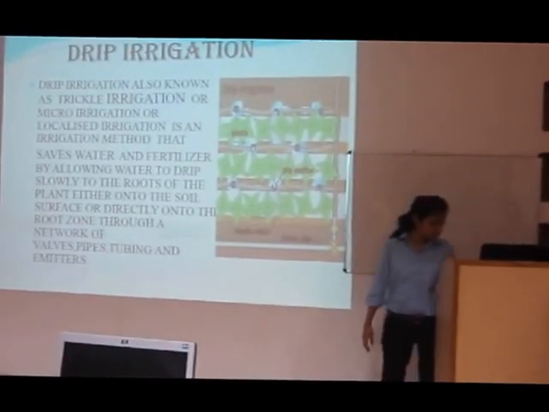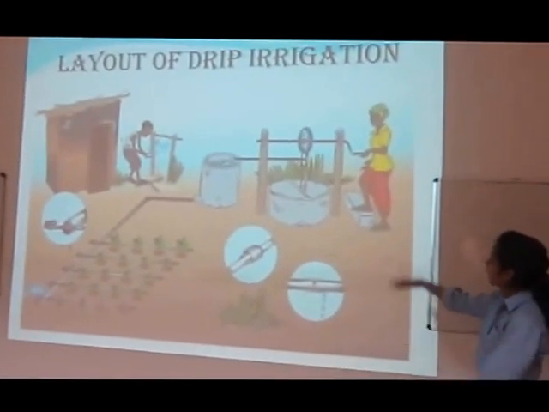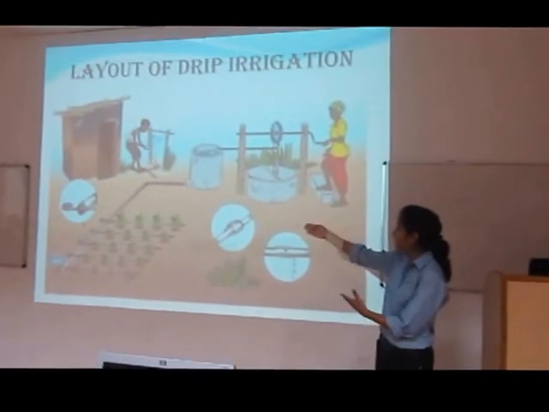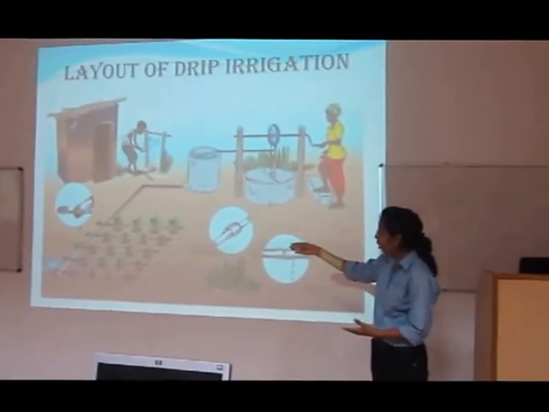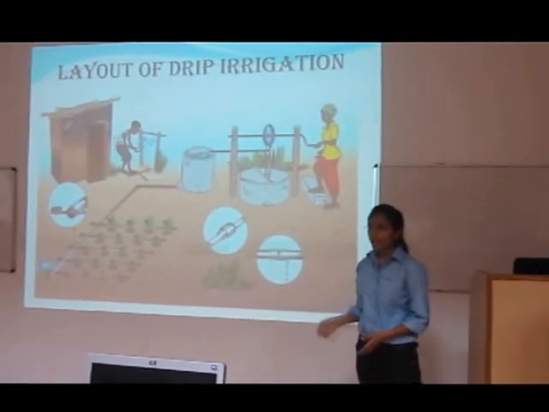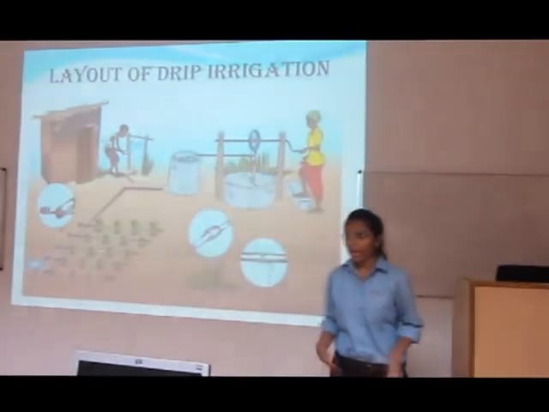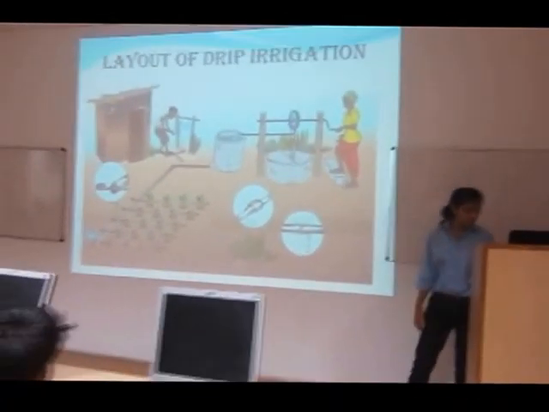Now moving on to the basic layout. As you all can see, the main source is the well from where the water is going on to the tank, and then it is connected to the line and then to the sublines, and then the crops are getting water through that. In this irrigation, we don't need to go and give water to the plants, as happens in normal irrigation. This is what drip irrigation is.